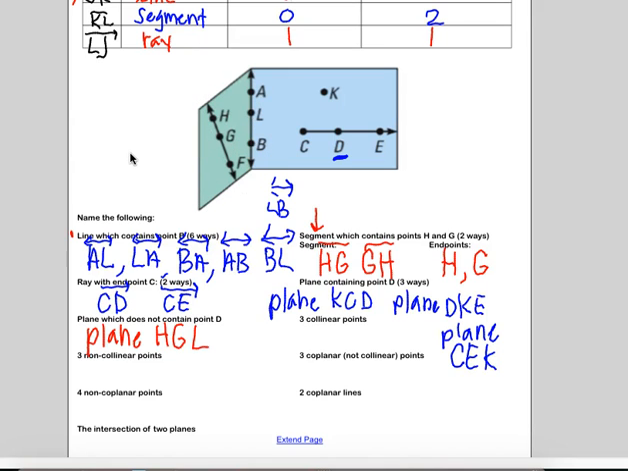Now we get to some easier ones. It says name 3 collinear points. Remember, collinear means on the same line. So let's use this line right here. So points H, G, and F. Those would be collinear points. 3 non-collinear points, you could do C, D, and K. I think we can all agree that those are not on the same line. C, D, and K.